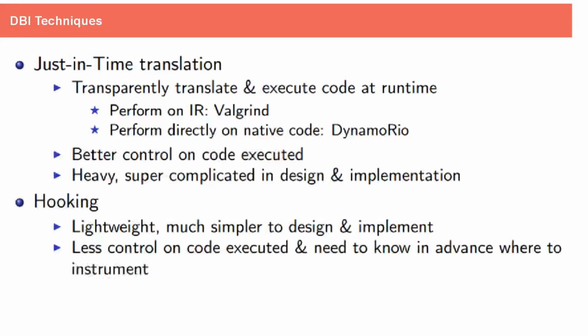So we looked at another technique, which is called hooking. Hooking is a very lightweight and very simple way to do instrumentation. So it's much easier to design and implement a hooking mechanism for DBI. One downside of hooking is that you have less control over the code executed, because we need to know in advance where to instrument. Yeah, so there are some disadvantages of the hooking mechanism, but we decided to focus on the hooking mechanism.